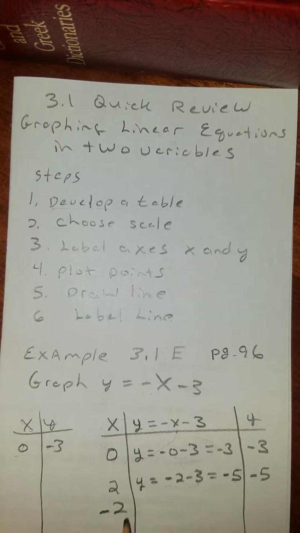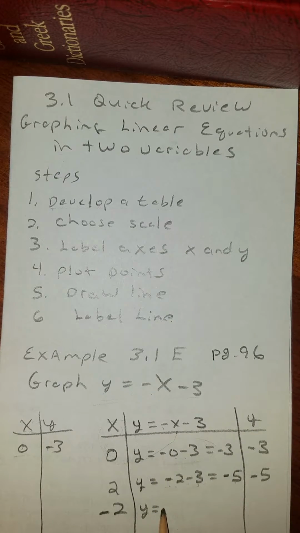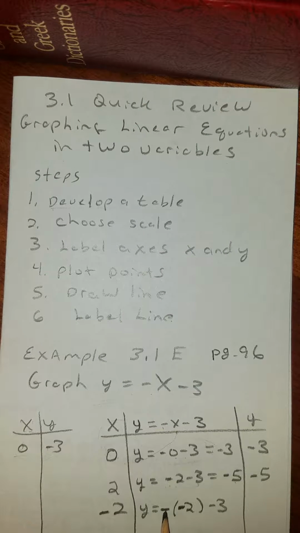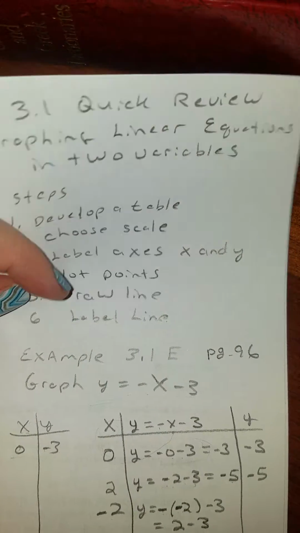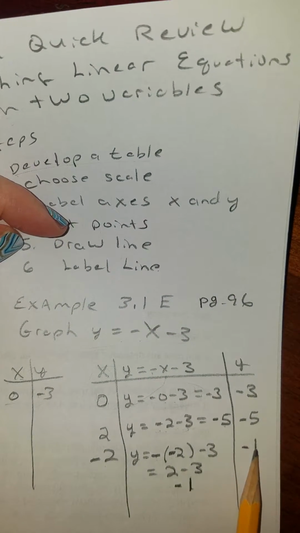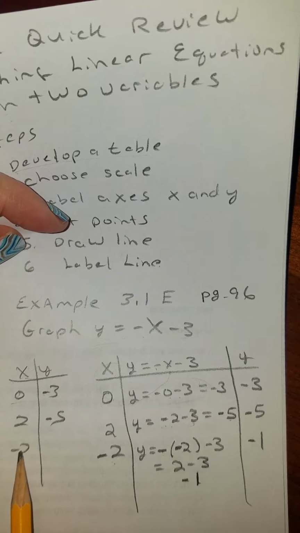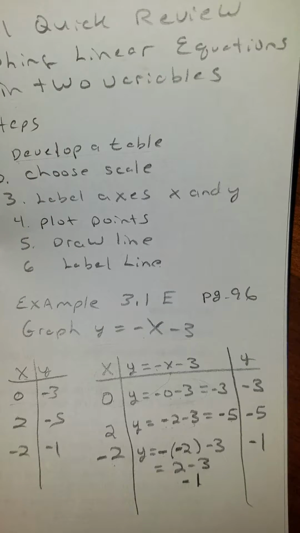And then I try a negative number. I'm going to try negative 2. So y equals, now remember, there's already a minus sign right here, a negative sign, minus sign, however you want to count it. And then it's x. Well, x is a negative 2, so I'm going to put that in parentheses so that you can see what's going on. Now you're saying the opposite of a negative 2, or a negative times a negative is positive. So this now becomes a positive 2, and 2 minus 3 is a negative 1. So again, my output is negative 1. So the coordinates I have are 0, negative 3; 2, negative 5; and negative 2, negative 1. Those are the coordinates that I have.